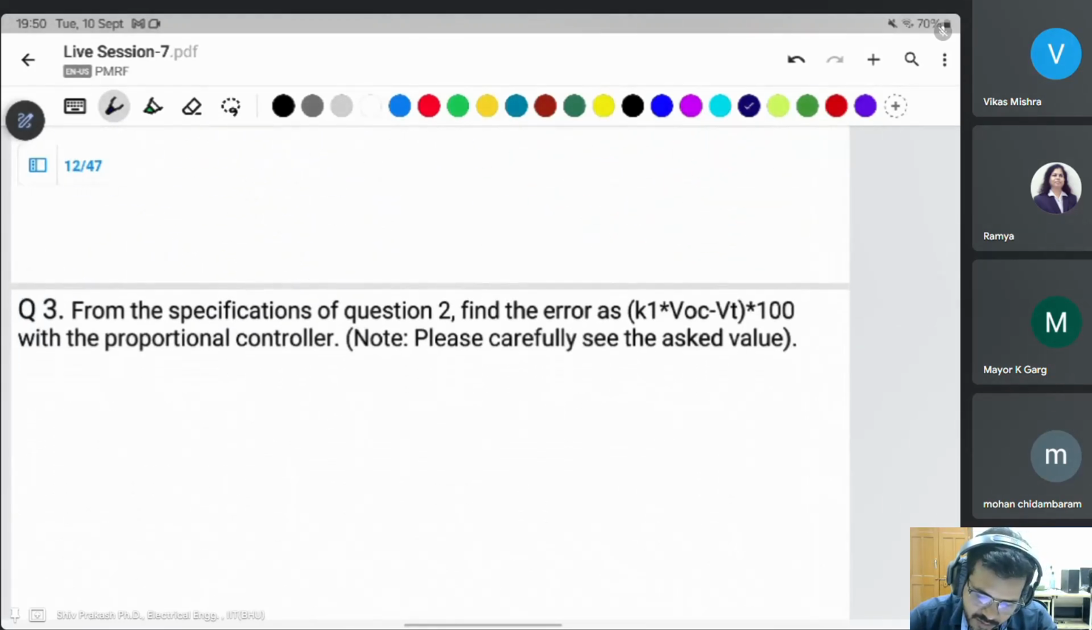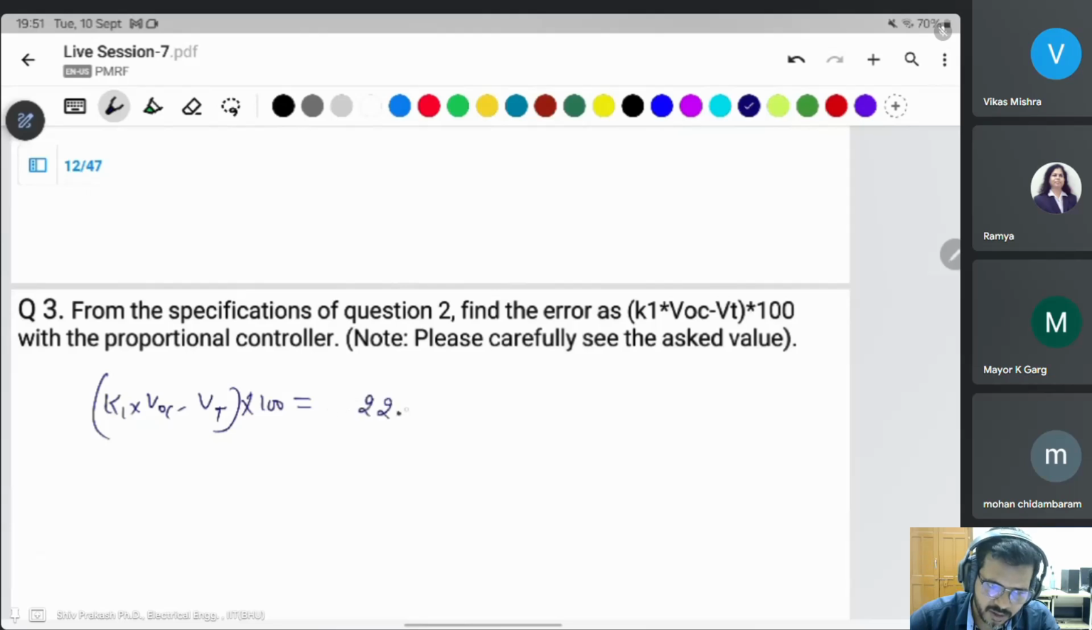For the same question, find the error as K1 into VOC minus Vt into 100. Same thing, I think we have calculated it already. K1 into VOC minus Vt into 100. So 22.4 minus this only, 22.36. Oh, I think same question. 0.04.